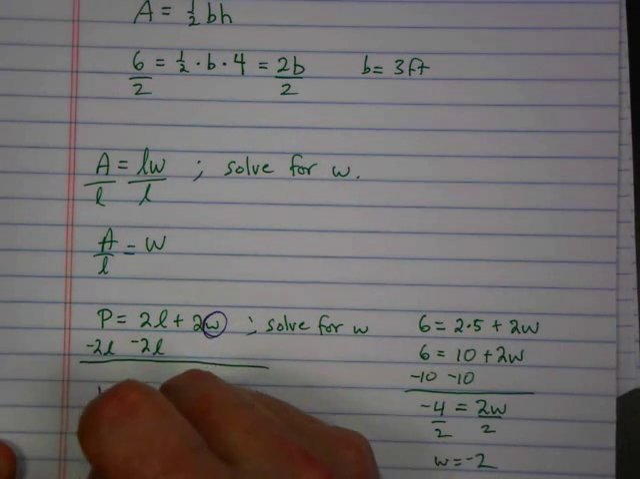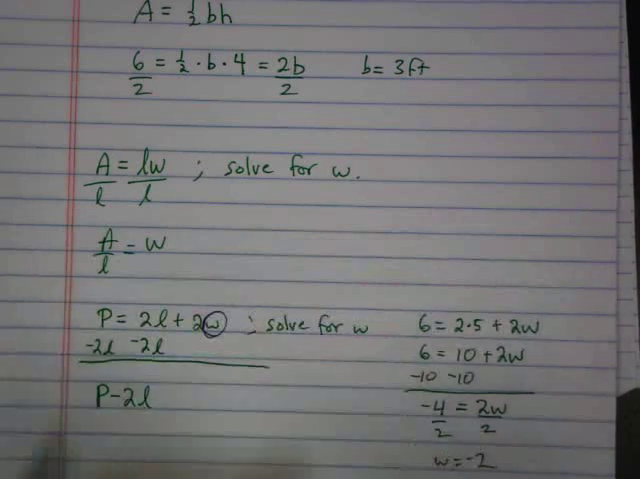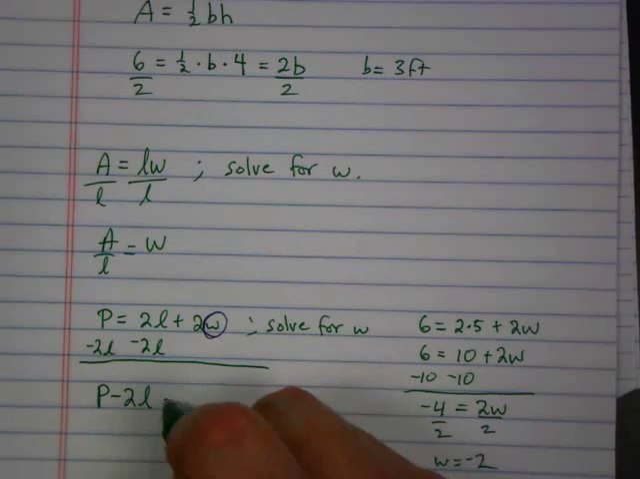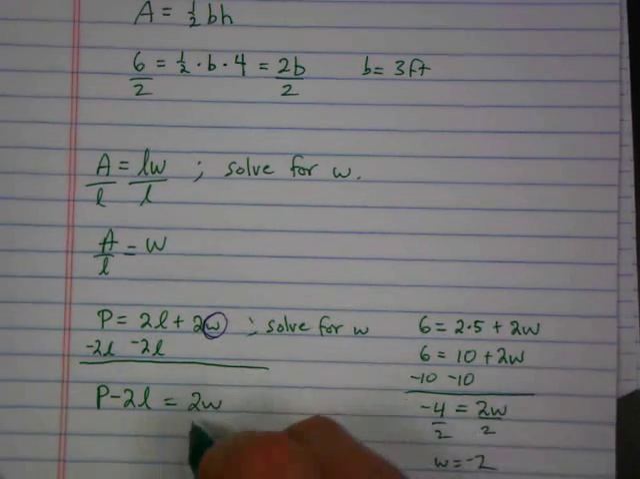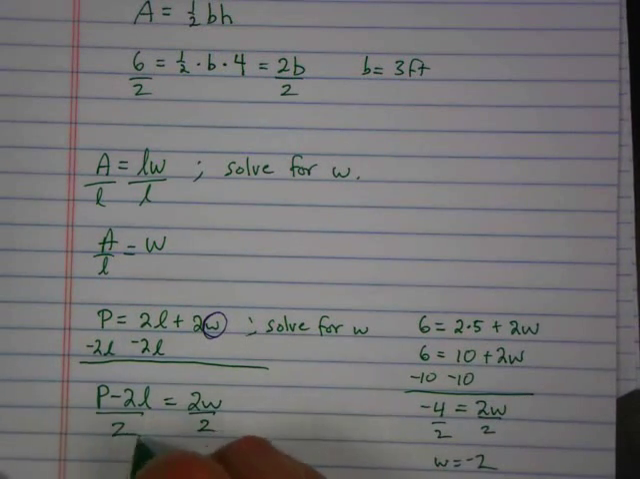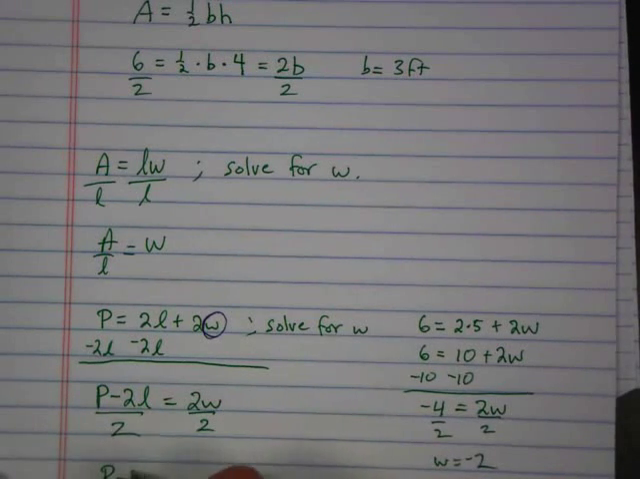I'm going to write it as P minus 2L. I'm just subtracting. Negative 2LP would be like we were multiplying, but we're not multiplying, we're just subtracting. P minus 2L equals 2W, and then you divide both sides by 2. That's exactly right. So my final answer would be W equals P minus 2L over 2.